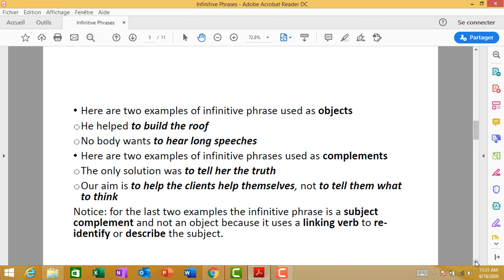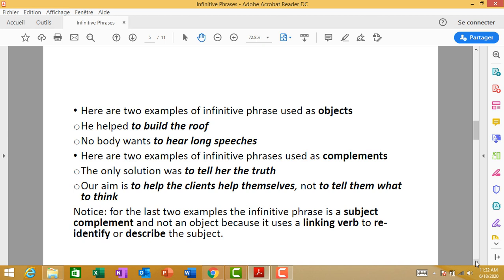So, okay, let's look at that. The only solution was to tell her the truth. So the only solution in this sentence would be the subject. To tell her the truth is describing the subject.